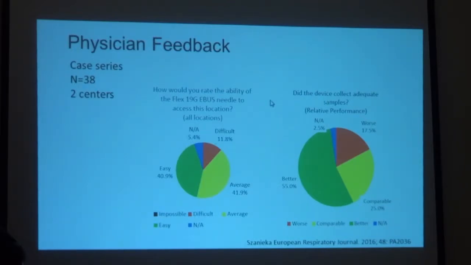And with regards to the pathologic performance, they were able to have a better yield in 55% of the cases and a similar yield in about 25%. But the yield was worse in about 17%. Okay, so that's what we have.